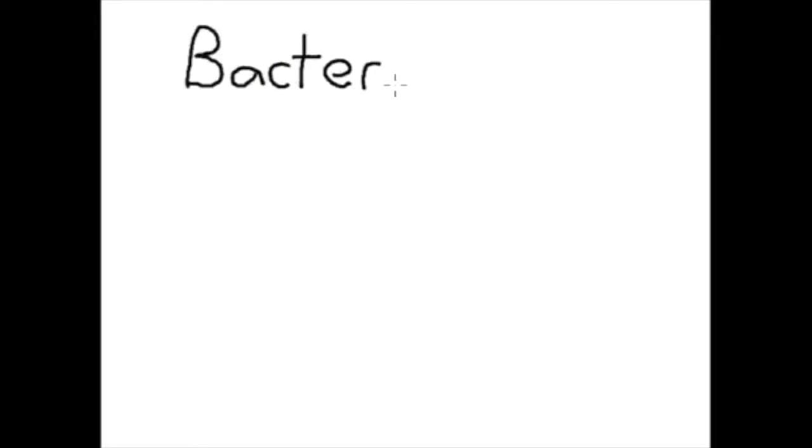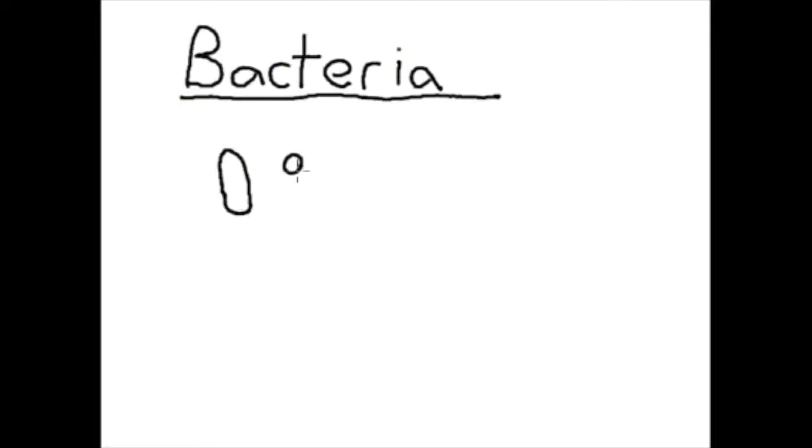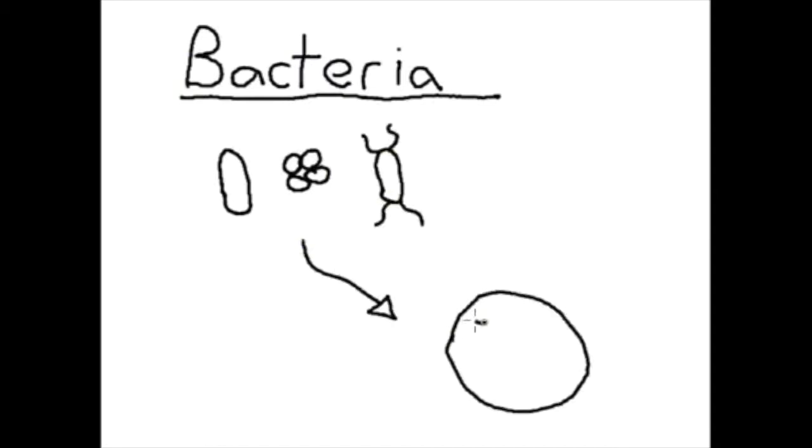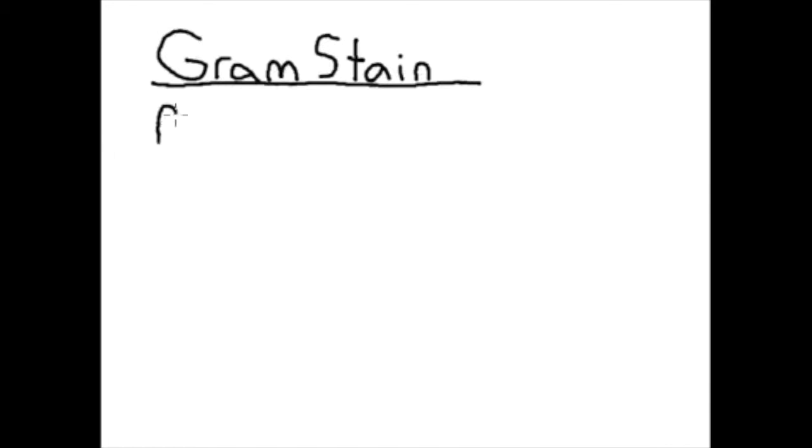Today we're going to talk about the theory of gram staining. It is important to know that bacteria are very diverse. However, at a visual level, bacteria can look very similar. One means of differentiating bacteria is based on the peptidoglycan content in the cell wall.